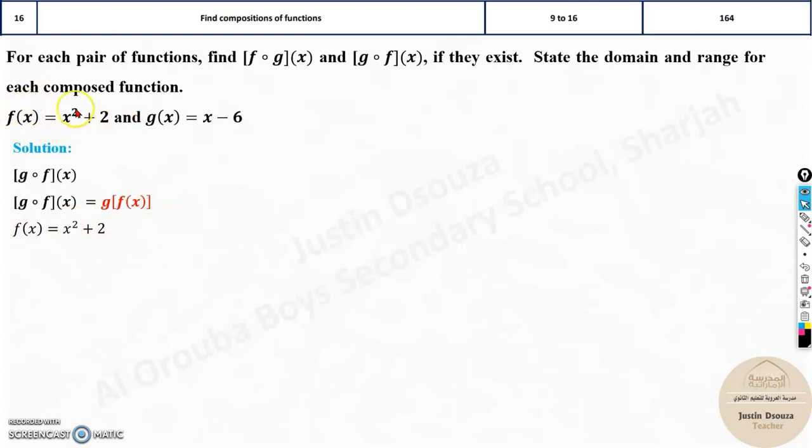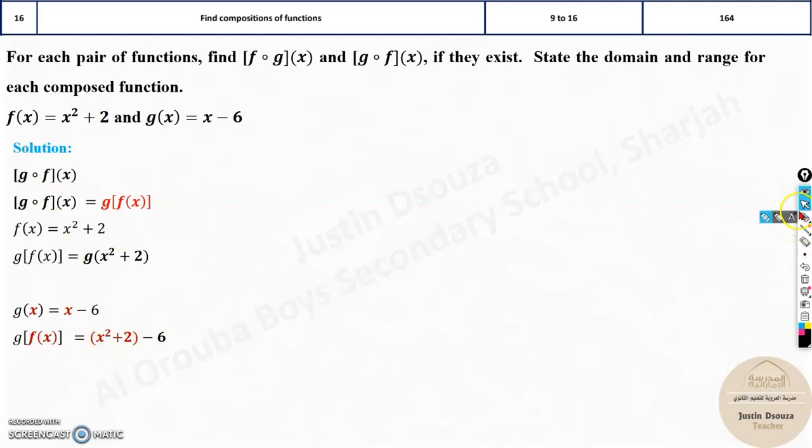You need to put f of x value inside g of x. Instead of x, you need to substitute this value. Look over here, g of x value is x minus 6. Now all you're doing is, since x is f of x, you have to put x square plus 2. This changes to x square, and this minus 6 stays as it is, only the colored part changes.